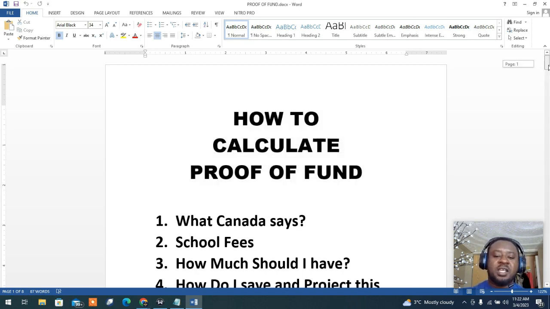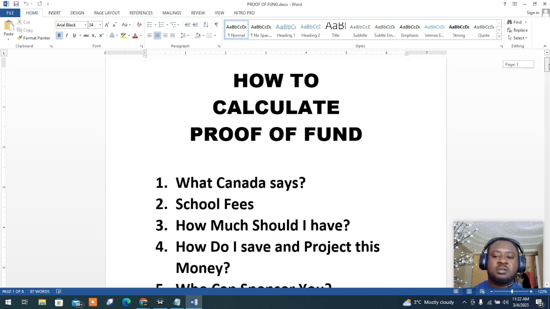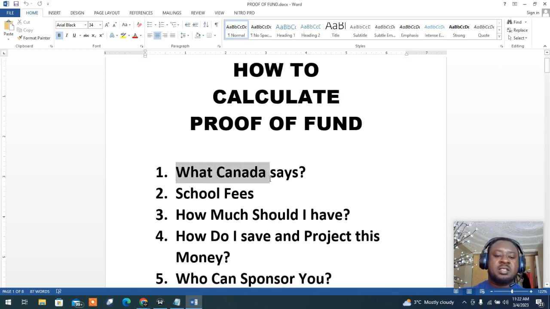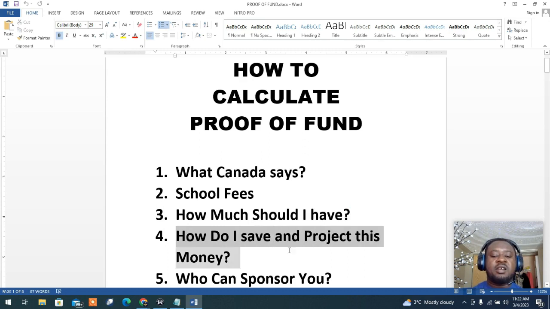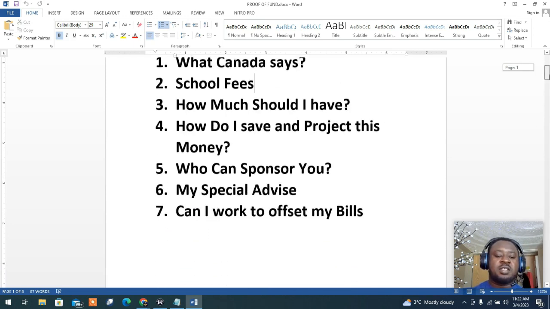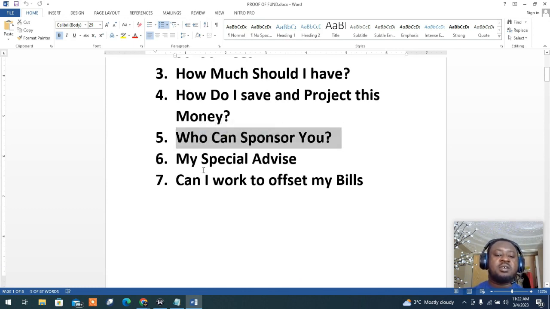So we'll be talking about what Canada says about proof of funds. We'll talk about your tuition fees or your school fees. We'll talk about how much I should have in my account. Then how do I save and project this money? Because it's a large sum of money, so how do you just have all the money in your account? Then we'll talk about who can sponsor you.